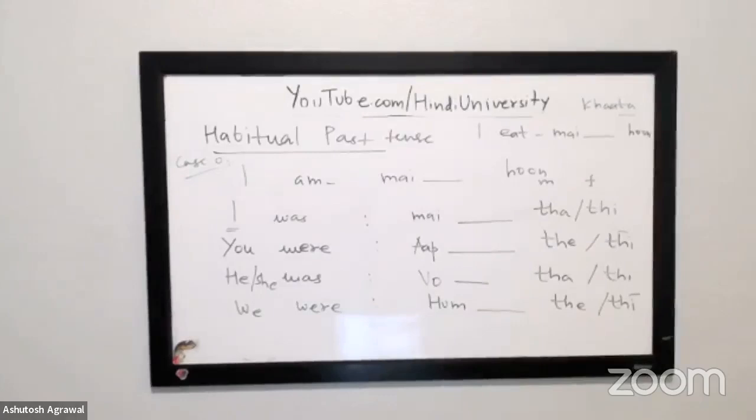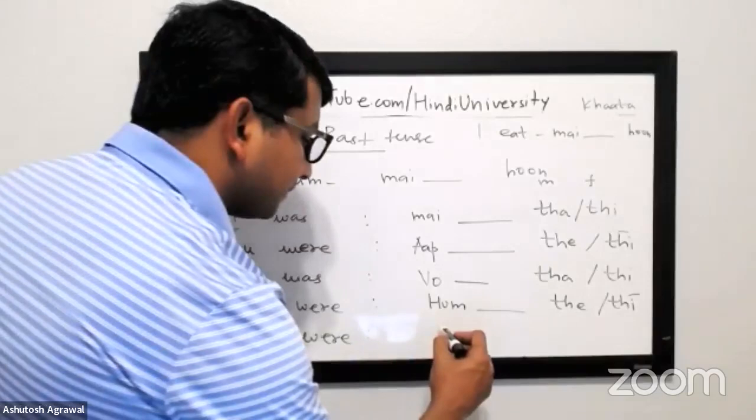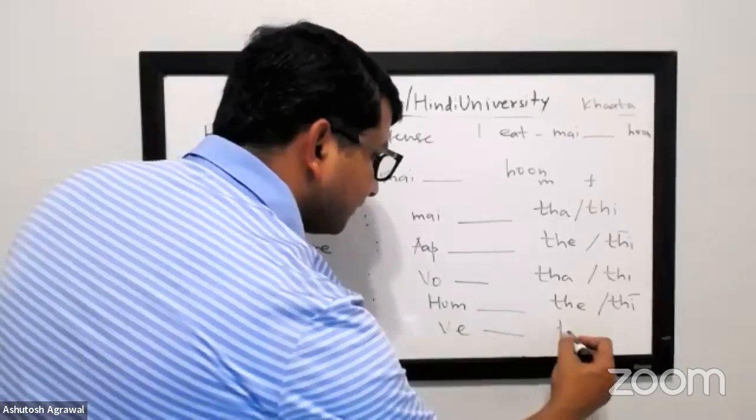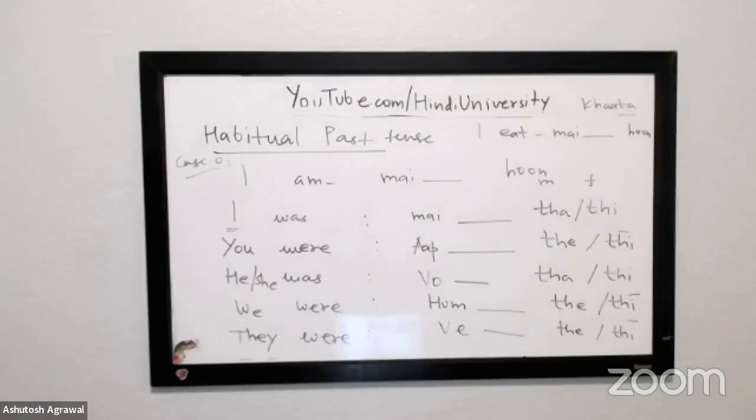Which one have we not done? Let's say they. Why don't you finish it as well, Uni? They were would be we. Te. Same. Ve the and ve thi with a nasalized sound. Okay, it'll make more sense when we have the verb, but right now there are certain things you just have to sort of memorize.